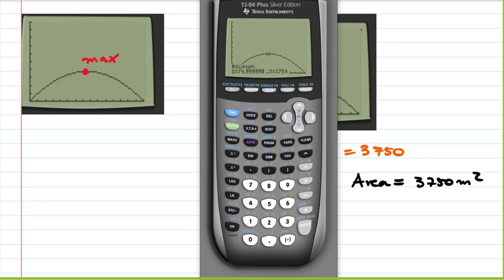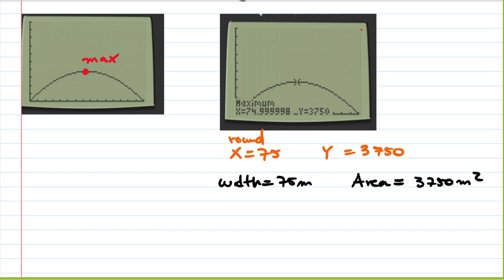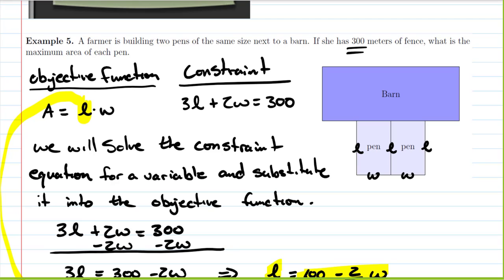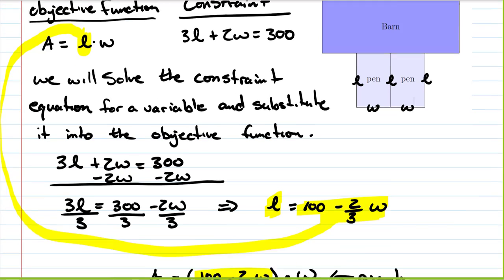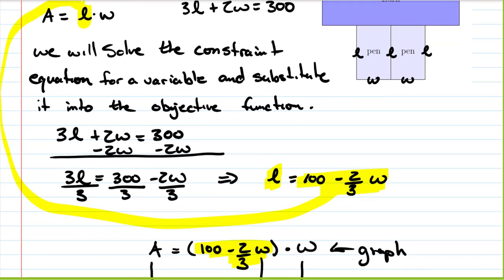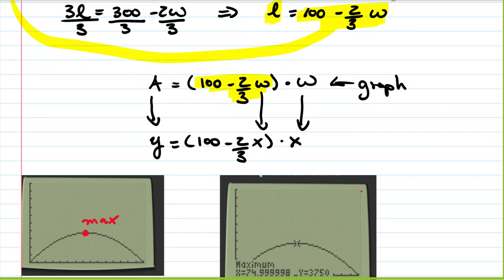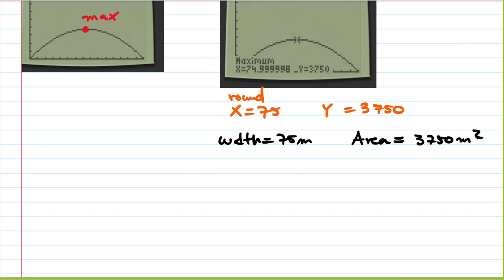So notice we found the width and the area, but that doesn't completely answer the question. What else do we need? The length, right? Because we substituted the length out of the original problem up here in this step. So we can either use this formula to find the length. So the length is 100 minus 2/3 w. So the length is 100 minus 2/3 times w, which is 75.